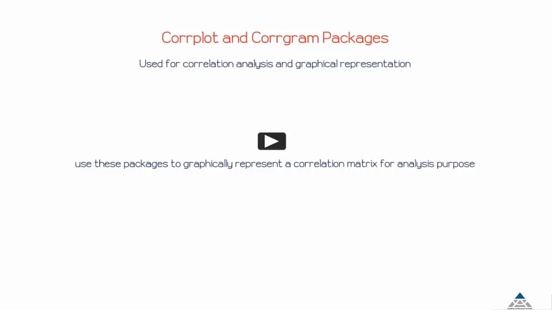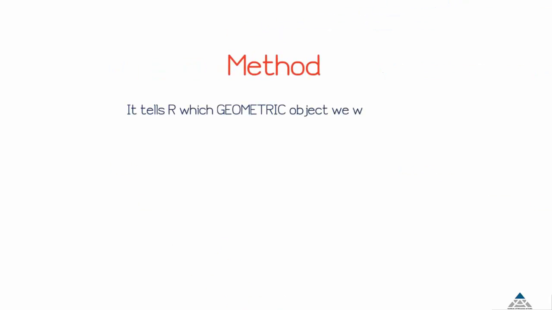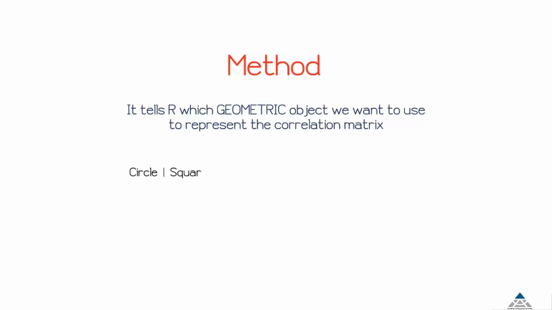Both these packages are very similar in their functioning and syntax. Let us first look at the Corrplot package. There are four main components in this: method, type or layout, order, and color. Method tells R which geometric object we want to use to represent the correlation matrix. There are 7 options in methods, namely circle, square, pie, shade, ellipse, number, and color. Say we select circle, then it tells R to represent the correlation matrix through a circle.